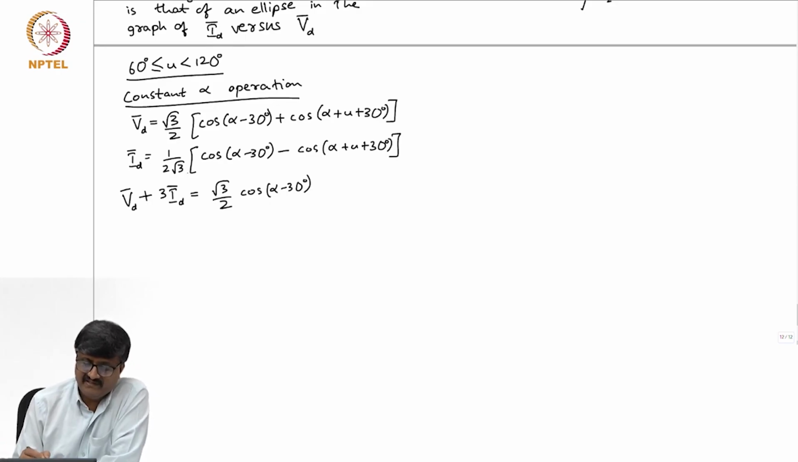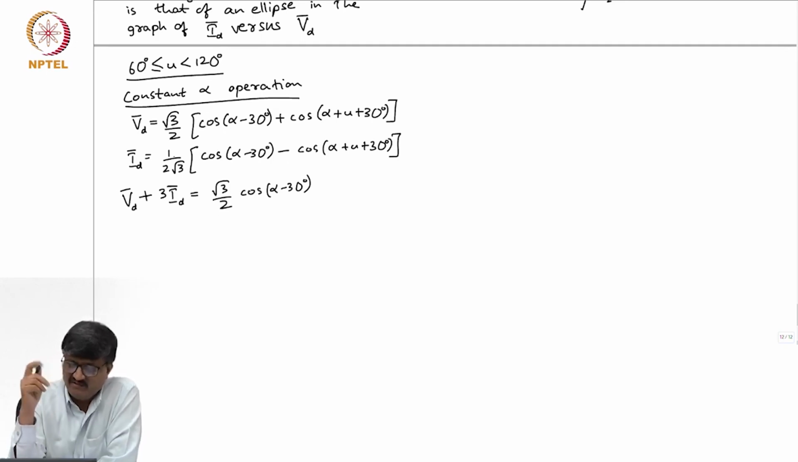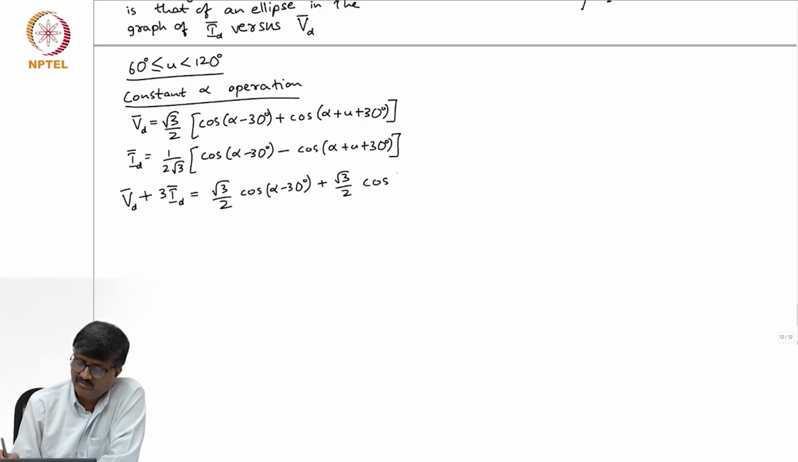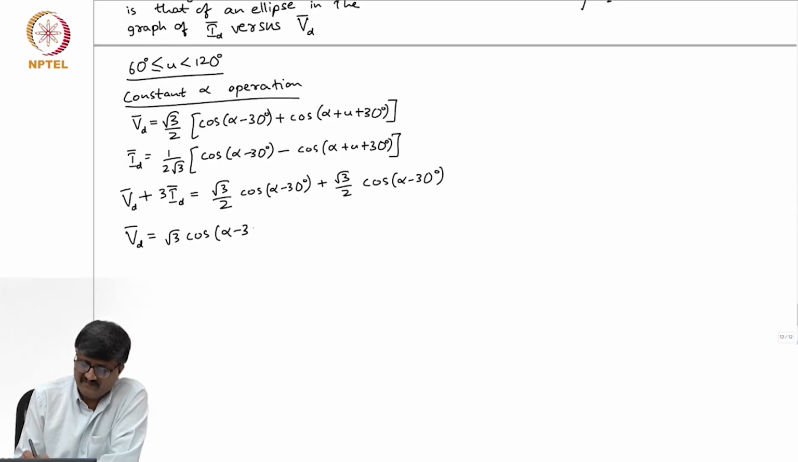And if I multiply the second equation by 3 on the left hand side, I have to of course multiply the right hand side also by 3. So the second terms on the right hand side get cancelled. So what remains is plus root 3 by 2 cos(alpha minus 30). So the equation that I get is Vd equal to root 3 cos(alpha minus 30 degrees) minus 3Id.